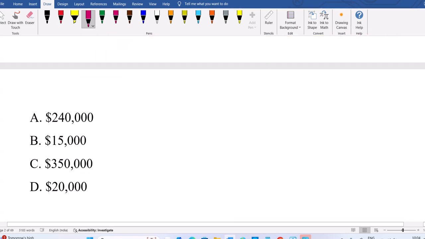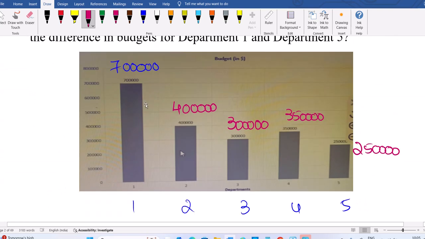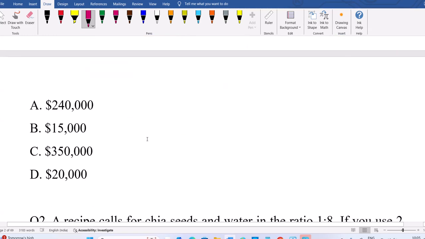Okay, but what is the question? What will be the difference between department 1 and department 2? But don't do it directly. Sir, 7 lakh here, 2 lakhs 50,000, the difference is 4 lakhs $50,000. In fact, that's not there in the options.